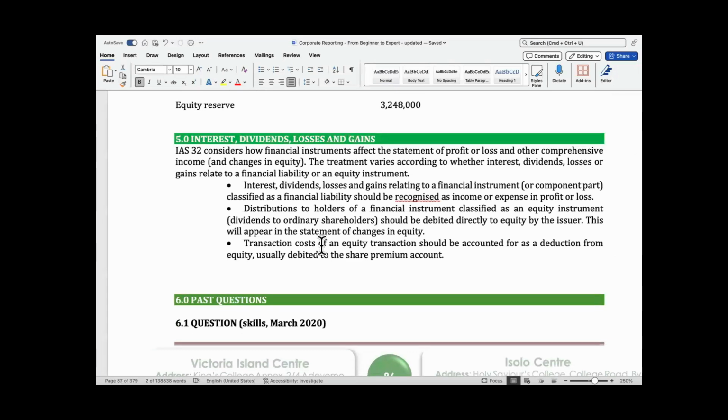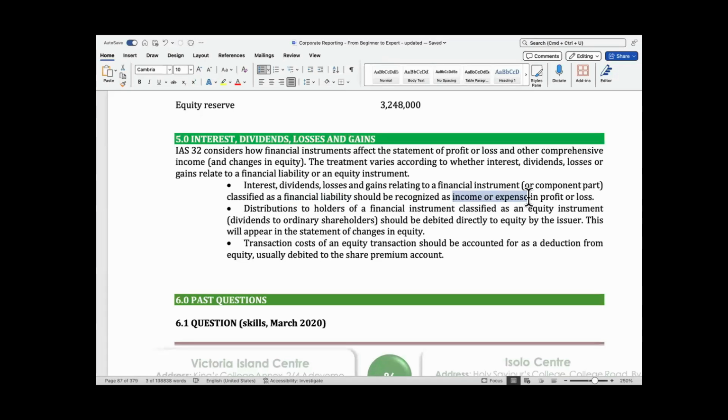You see, when you have interest, dividend, losses or gains from a financial instrument that is classified as financial liability, such interest, dividend, loss, or whatever should be recognized in P&L. So when you classify a financial instrument as a liability, whatever interest you're paying goes to P&L as a finance cost.